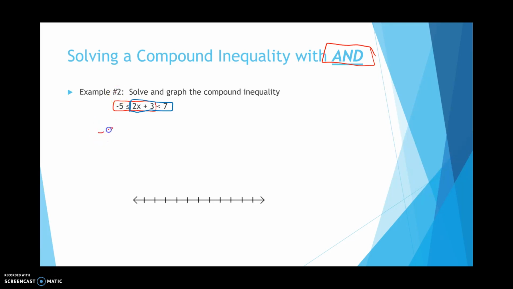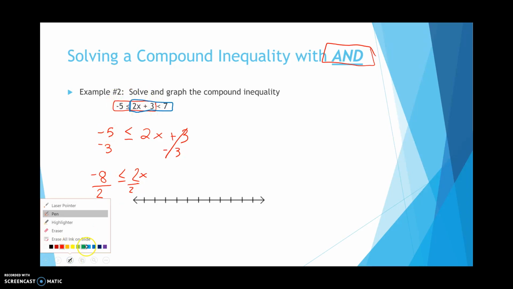First I'll solve -5 is less than or equal to 2x plus 3. We want to get x all by itself, so we're going to subtract 3 from both sides. On the right side, it cancels. -5 minus 3 is -8, which is less than or equal to 2x. I want to solve for x, so I'm going to divide both sides by 2. We're dividing by a positive, so it's -8 divided by 2, which gives me -4, less than or equal to x. So that's solving the first half of this.